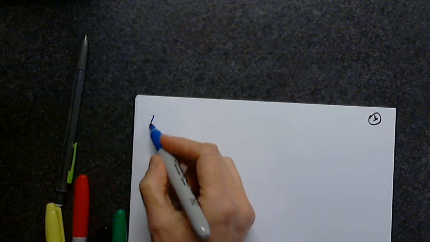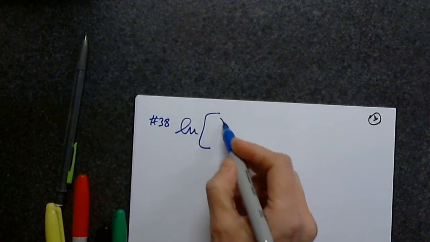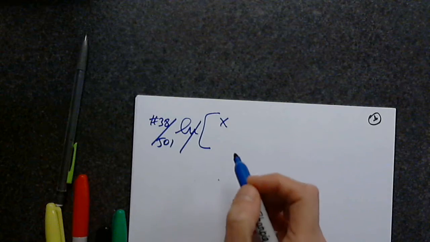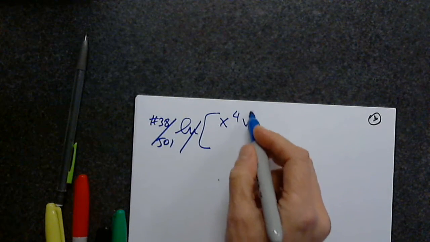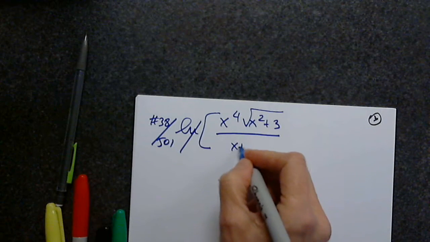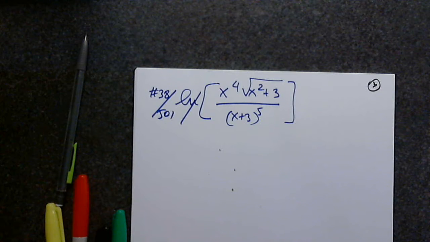So what about 38? Natural log. What page? Yes, good. Thank you. Oops, 501. X to the fourth, the square root of x squared plus 3, everything divided by x plus 3, everything to the fifth power. Is this what you had in mind? Close or?